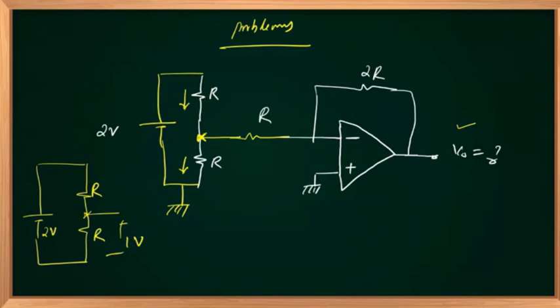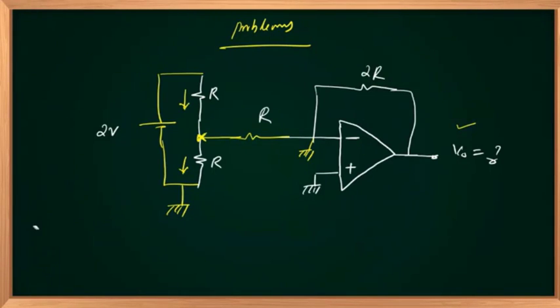If a branch is connected here, to which potential? Ground, right? V plus equal to V minus, ground. This potential is not 1 volt. The equivalent resistance becomes R and R in parallel, R by 2. Since a branch exists and that current is not equal to 0, we cannot say this potential is 1 volt. So the answer is 1/3.